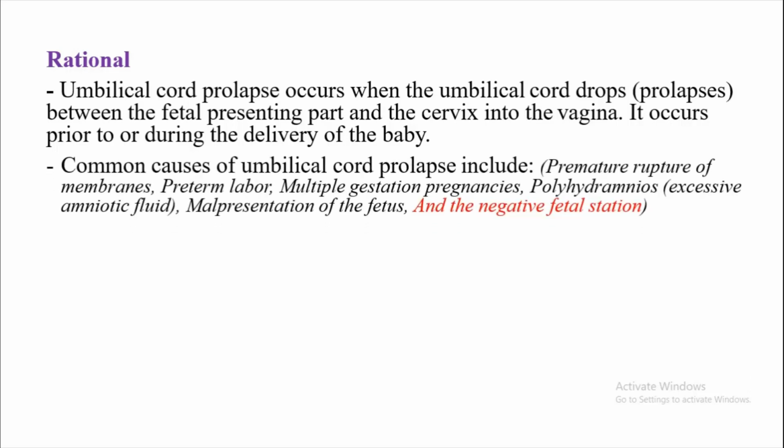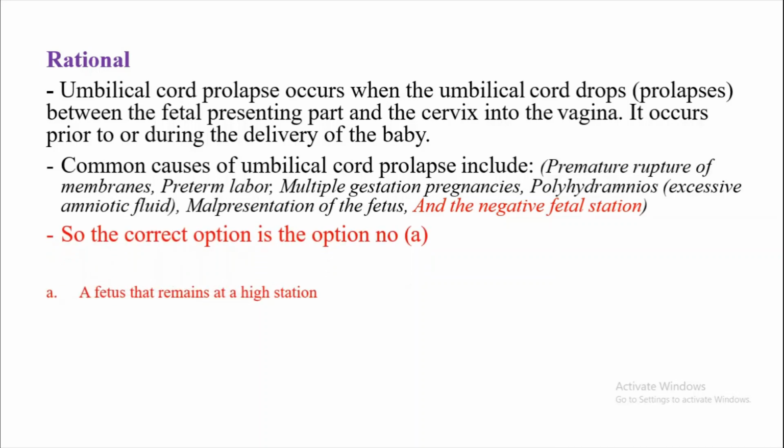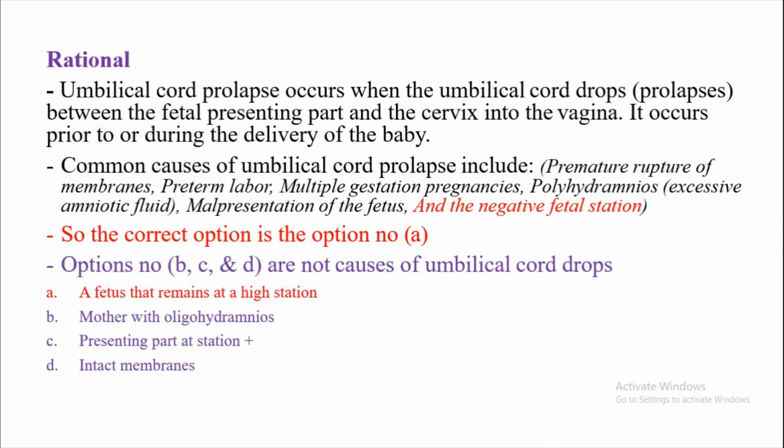Common causes of umbilical cord prolapse include premature rupture of membrane, preterm labor, multiple gestation pregnancies, polyhydramnios or excessive amniotic fluid, malpresentation of the fetus, and the negative fetal station. So the correct option is option number A, a fetus that remain at a high station or negative fetal station. Option number B, C, and D are not causes of umbilical cord prolapse.